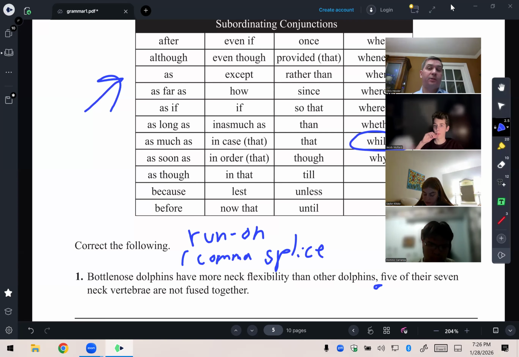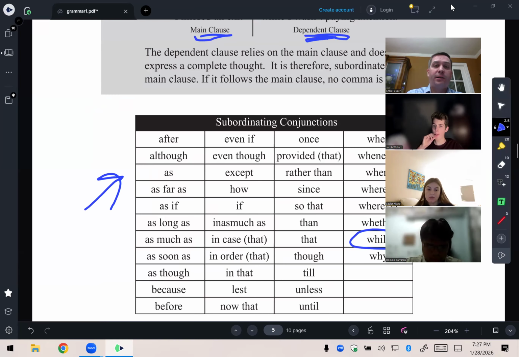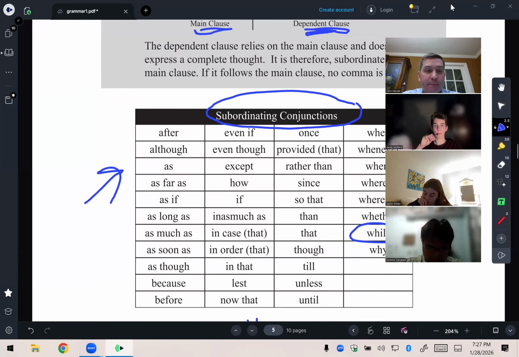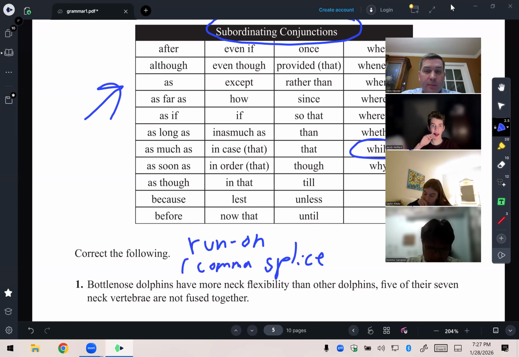So we have to fix this. There are many ways we could do this. What about a different form of punctuation? As Jacob was saying, the dreaded semicolon, we could put it in there. Yep, we could put a semicolon there. What if we wanted to use a subordinating conjunction? I think that there's something from this table we could put in there. How can I use one of these subordinating conjunctions to correct the run-on?